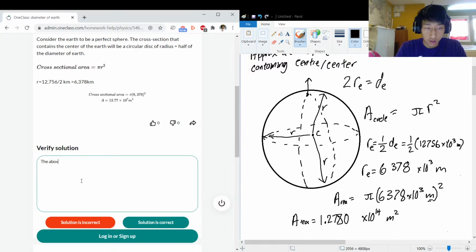The above solution has the wrong units. Should convert the radius to meters if the final answer is going to be in meters squared. Okay. Yeah, and that's it for that question. Cool.